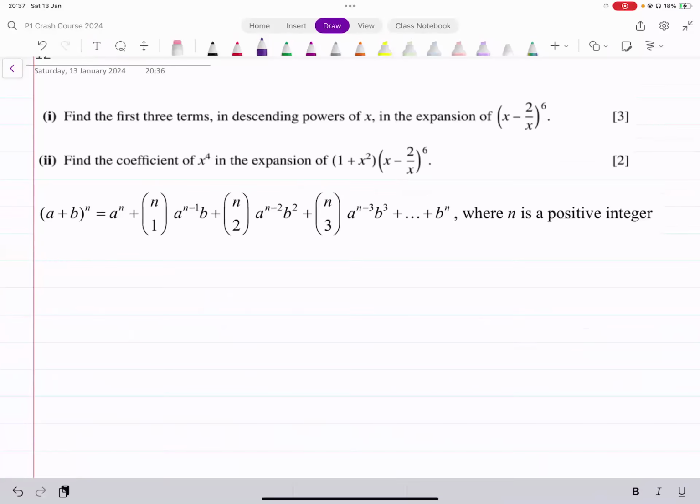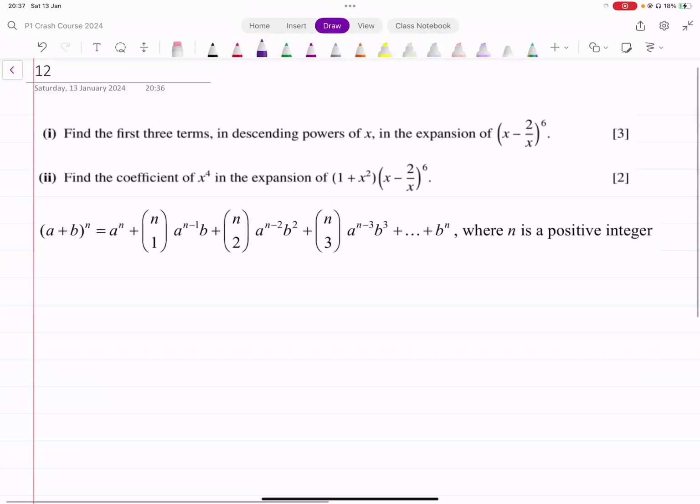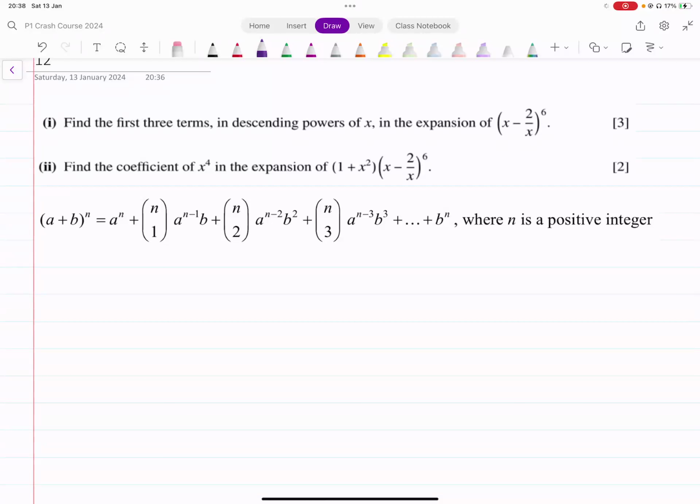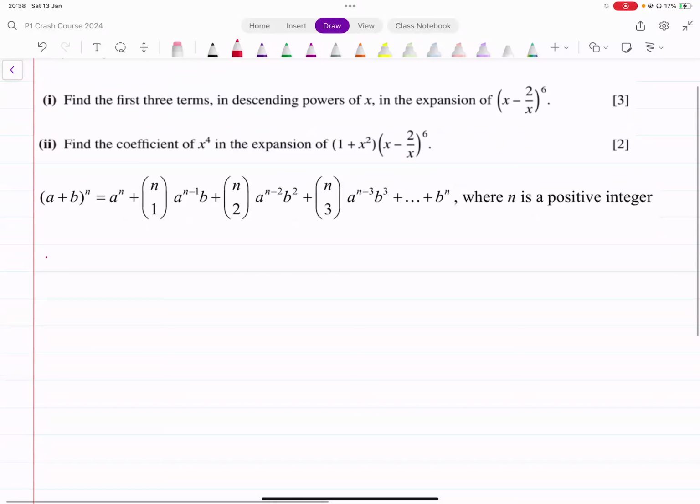All right. So this is question number 12. It says, find the first three terms in descending powers of x in the expansion of x minus 2 over x whole raised to the power 6. Okay. So that's just a simple application of the formula, the first three marks. Just have to expand this.